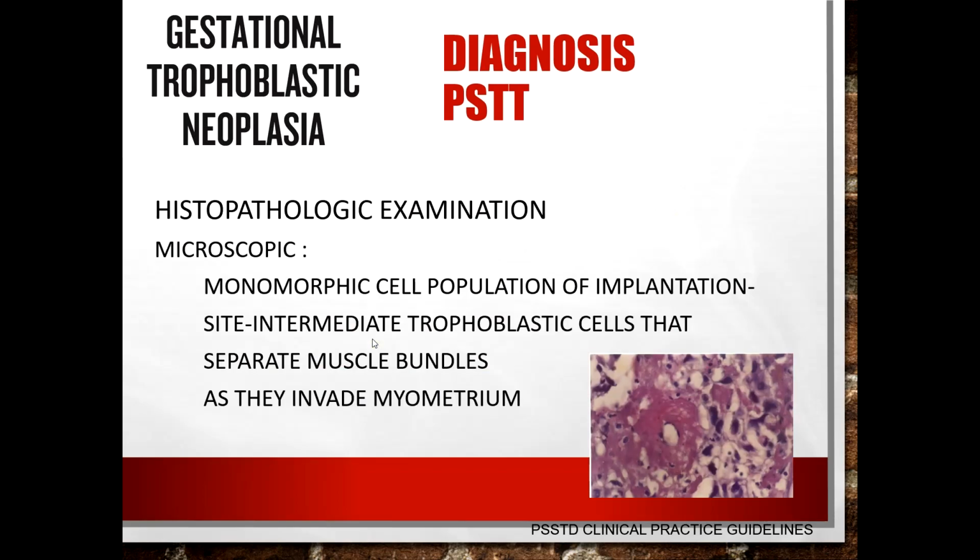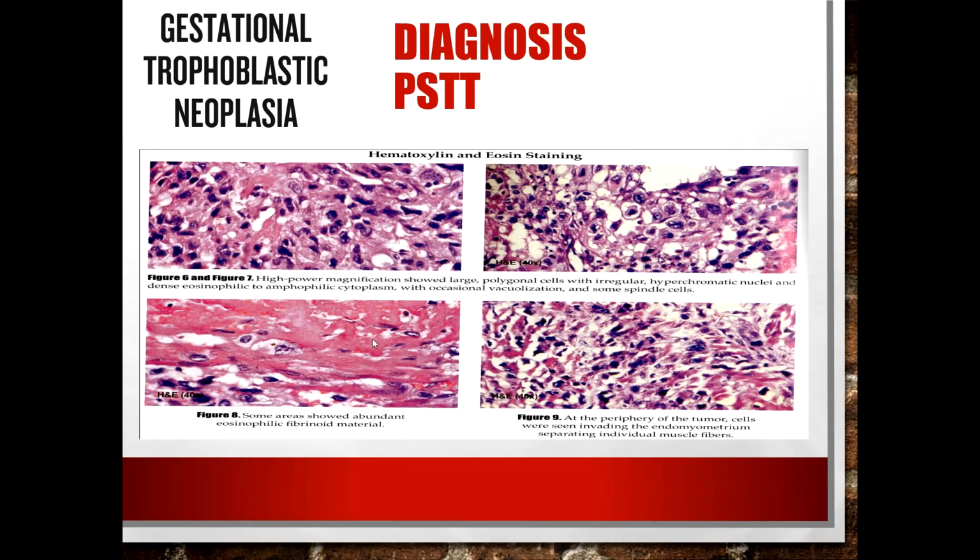PSTT microscopically is described to arise from mononuclear intermediate trophoblasts on the maternal side of the placental bed. The tumor cells have irregular nuclear membranes, hyperchromatic nuclei, and dense eosinophilic to amphophilic cytoplasm, and most tumors have a low mitotic count, and the chorionic villi are absent. So this is the histopathologic picture.